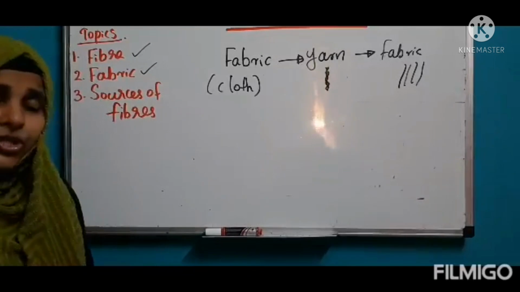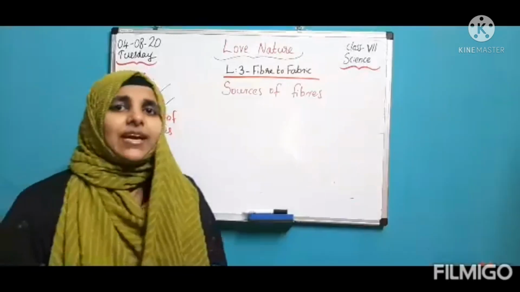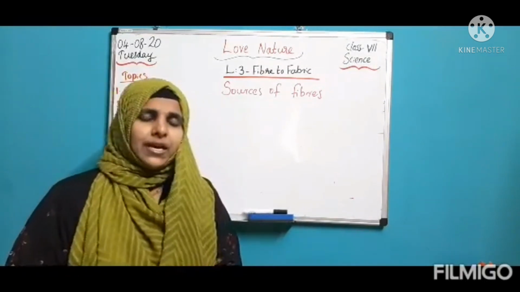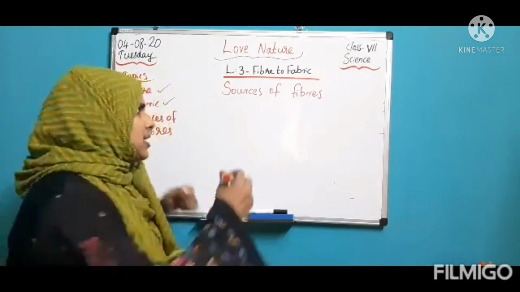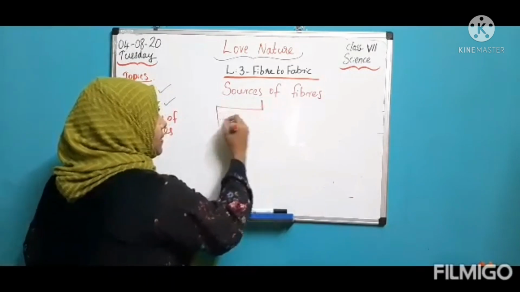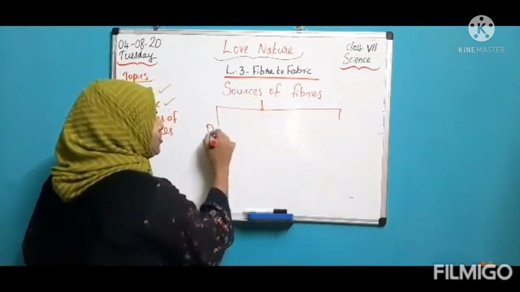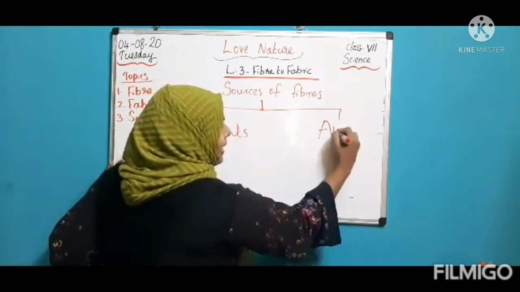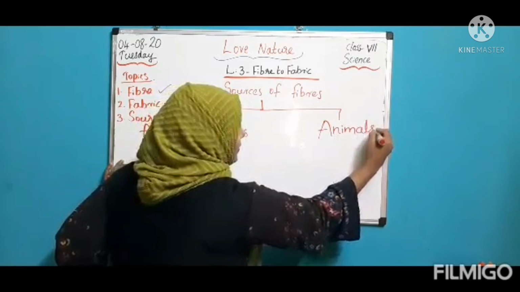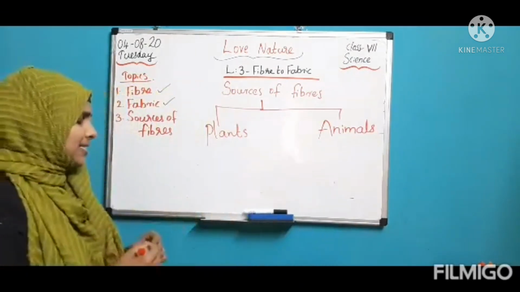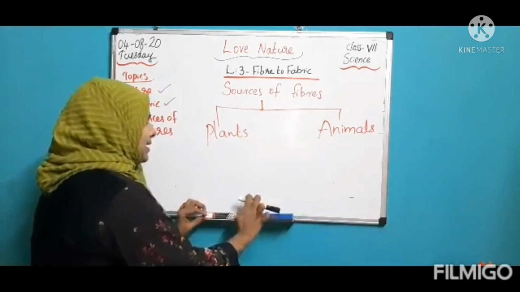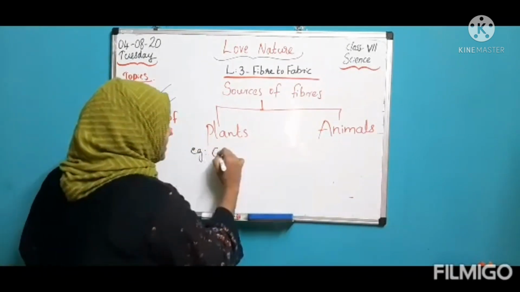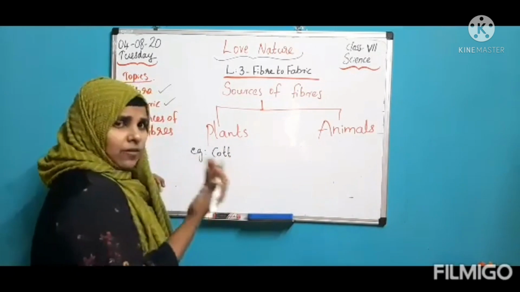Now I am going to teach you sources of fibers. Dear children, now we are going to check what are the sources of fibers. From where will we get the fibers? We will get the fibers from plants and animals. You already know that, right? We will get the fibers from plants and animals. Is it? Okay. Then from plants, what are the different plants giving fibers? Cotton plant, right? For example, we can write it, as you already learned in your lower classes.